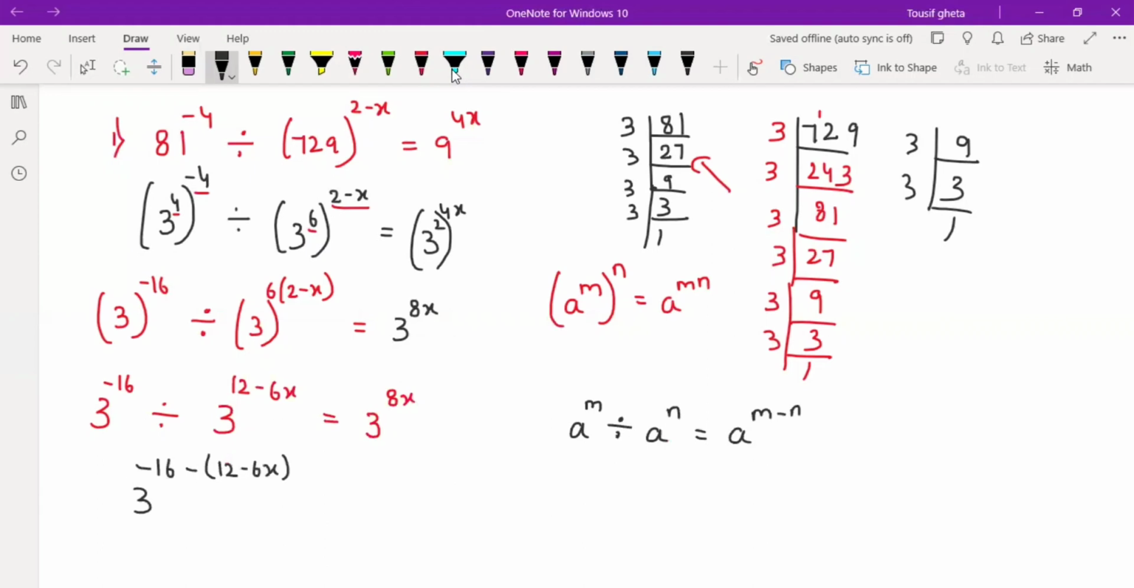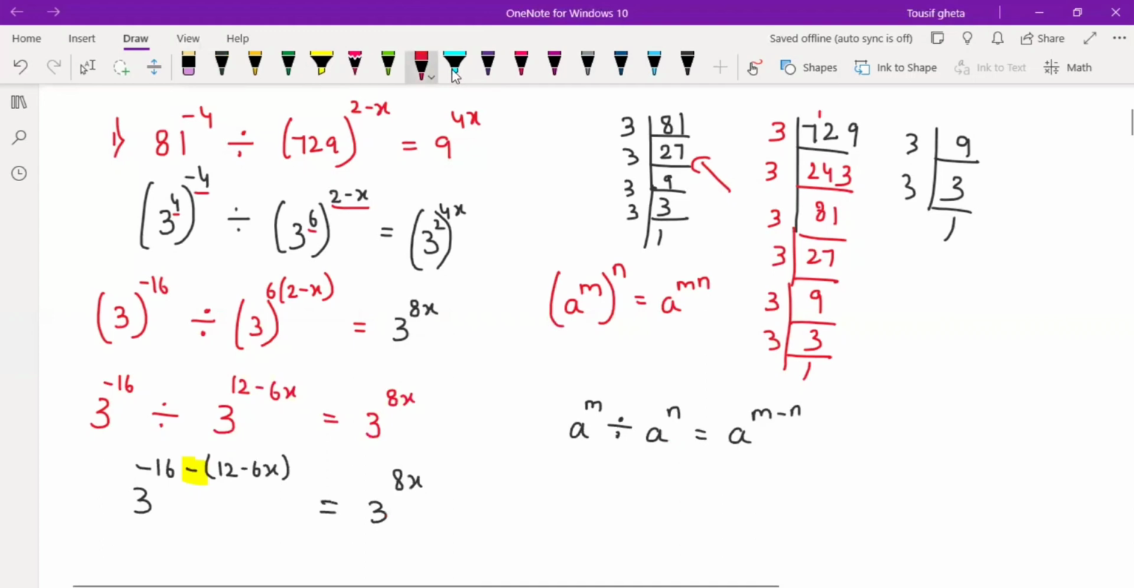I'm writing the second exponent's powers under a bracket because this minus is for all the terms. The second exponent consists of two powers, that is 12 minus 6x, and that minus is for both the powers. So we write down the power of the second exponent under the bracket. Hope you are getting it. This is equal to 3 to the power of 8x.